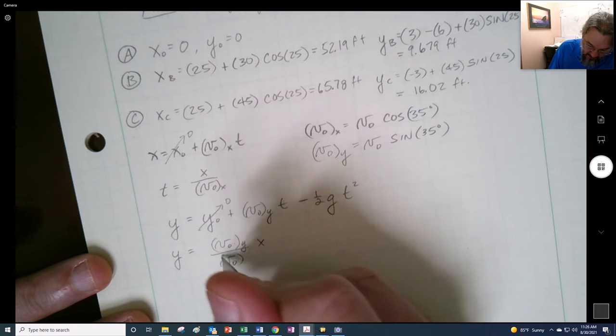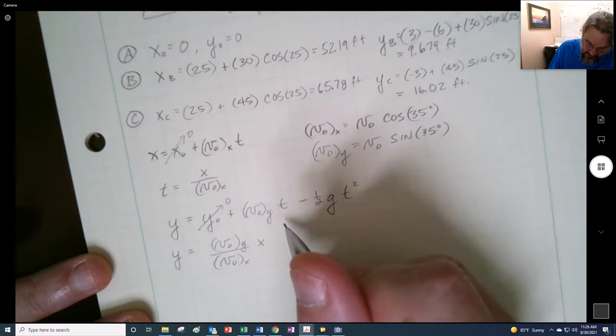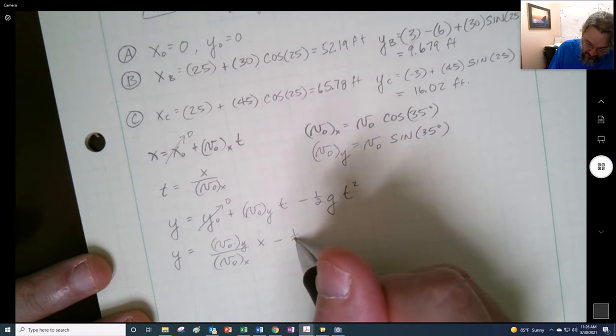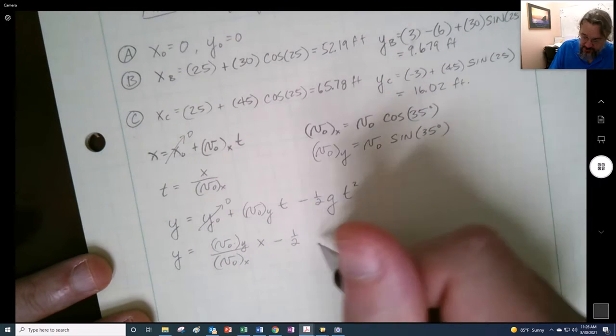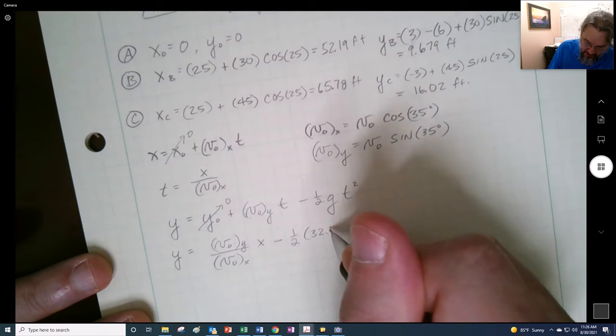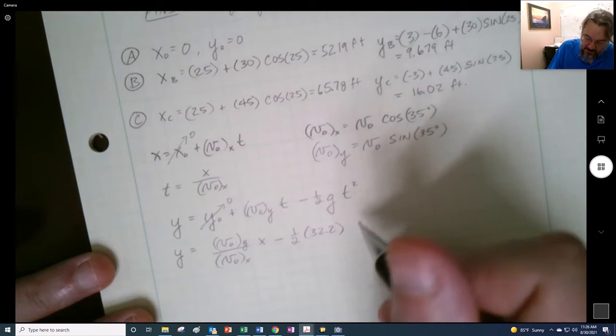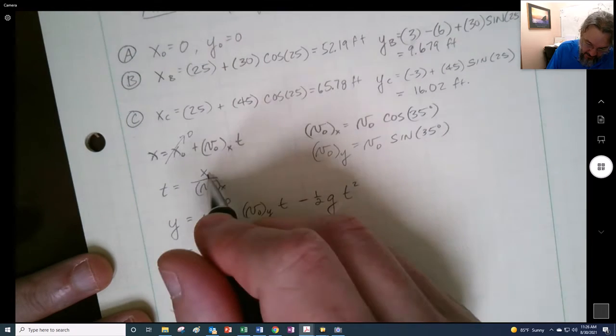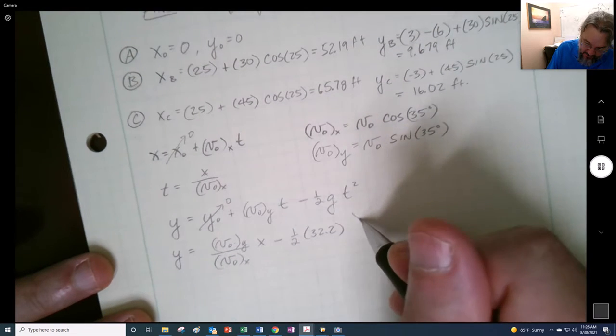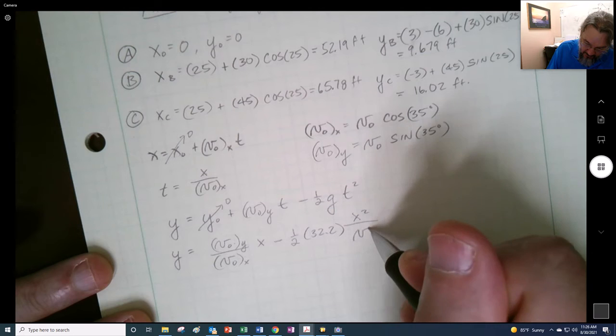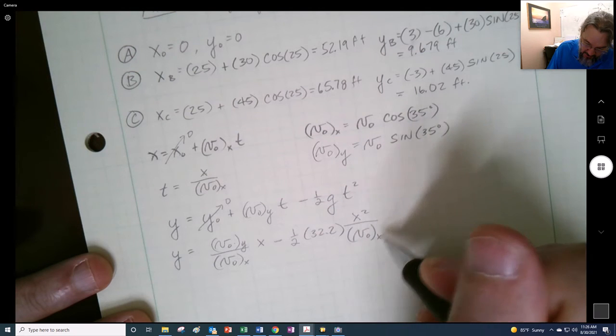So let's get this right over there. There's VOX right there, minus 1/2. Do I put the g in here? Sure, I'll put it at 32.2. Right? And that's going to be x squared divided by VOX squared.